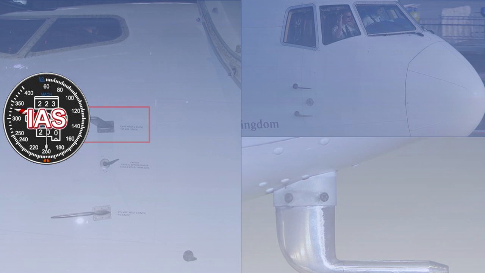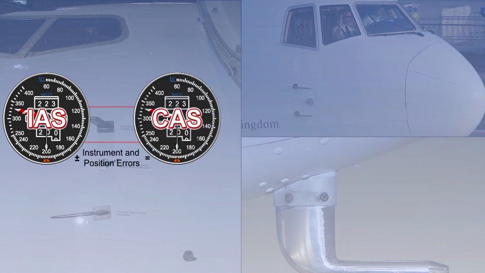Indicated airspeed is the speed that is displayed on the airspeed indicator. If the pressure probes are corrected for instrument and position errors, the speed is called calibrated airspeed, abbreviated to CAS. This speed is also known as rectified airspeed, or RAS, but this expression will not be used on this CD.